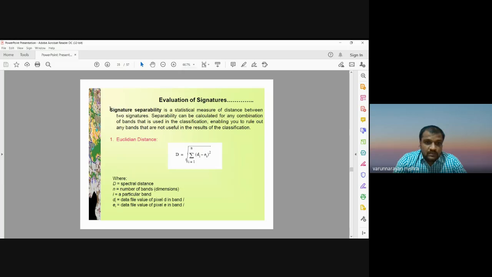Signature separability is another way to evaluate the training samples. It's a statistical measure of the distance between two signatures, and the separability can be calculated for any combination of bands. There is a Euclidean distance formula on which the separability is based, which is used to calculate the separability between different training signatures. D is equal to the square root of the summation of (di minus ei) whole squared. So this is the equation used to evaluate the signatures by calculating the signature separability. It's a kind of statistical measure.